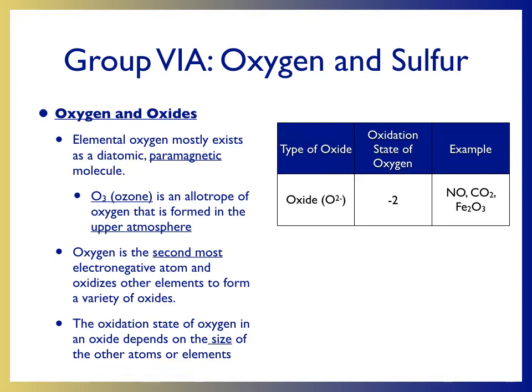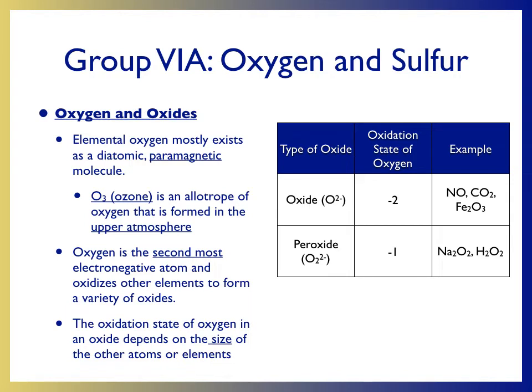Mid-size atoms tend to form peroxides with oxygen. The peroxide ion is a diatomic ion, O2, with a 2- charge. This gives each oxygen atom a -1 oxidation state. Elements towards the middle of the periodic table tend to form peroxides with oxygen. Some examples are sodium peroxide and hydrogen peroxide.